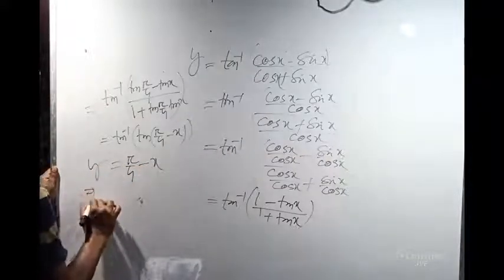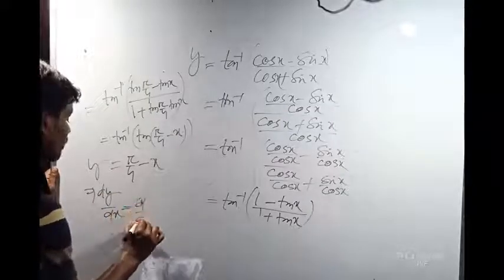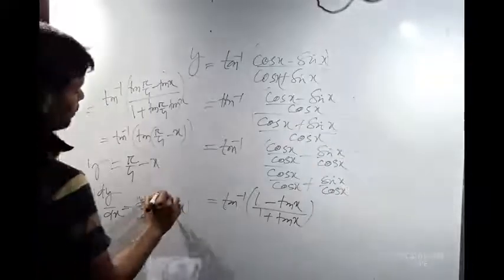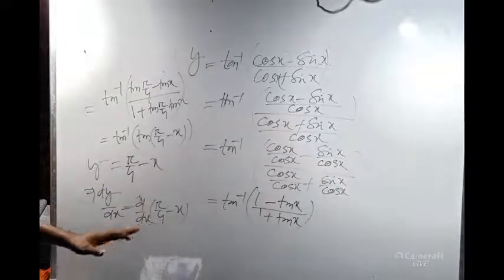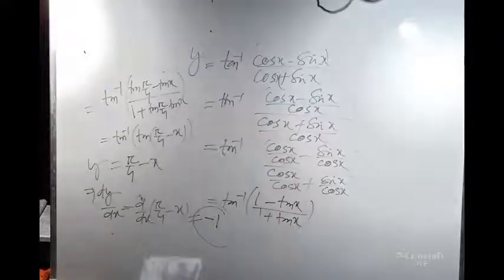Now this is y, we have to find dy by dx, and this becomes d by dx of (pi by 4 minus x), and this pi by 4 is a constant. Now the derivative of minus x equals minus 1. Okay, this is the answer.